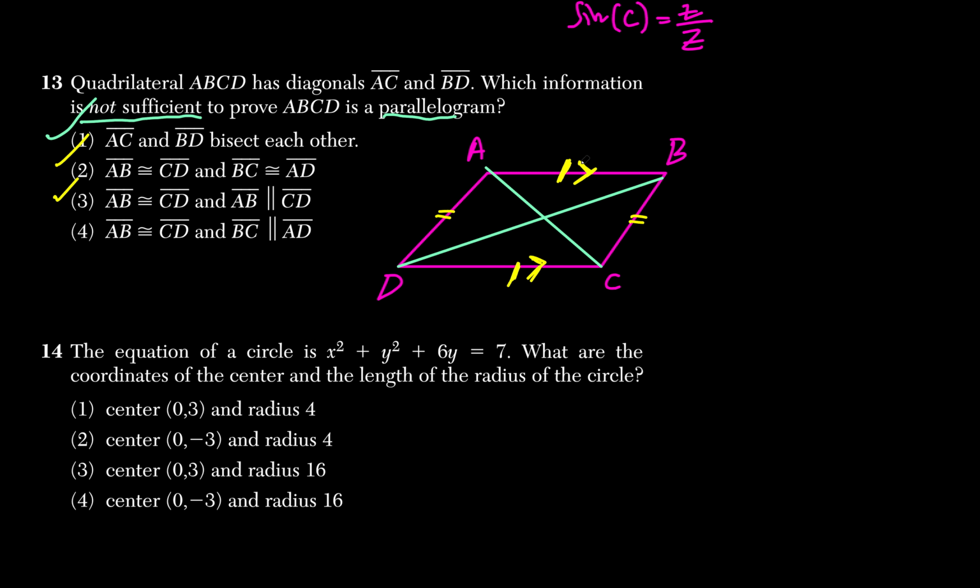What would not be sufficient is if one side is congruent to another and the other two sides are parallel to each other, like in this scenario. So in choice 4, AB is congruent to CD, but BC is parallel to AD. If you have one side congruent to another and the other sides are parallel, it doesn't prove that it's a parallelogram. So choice 4 is the correct answer because it's not sufficient.